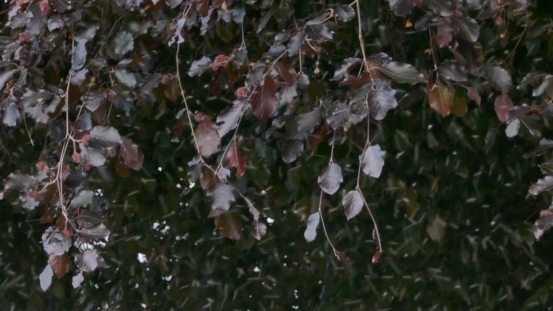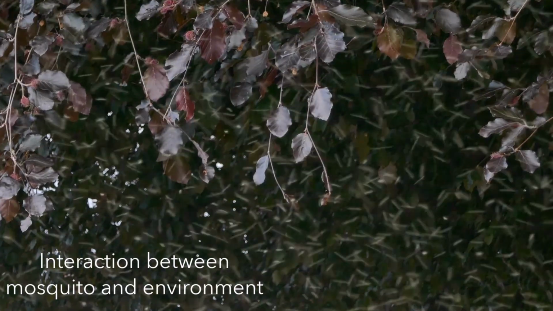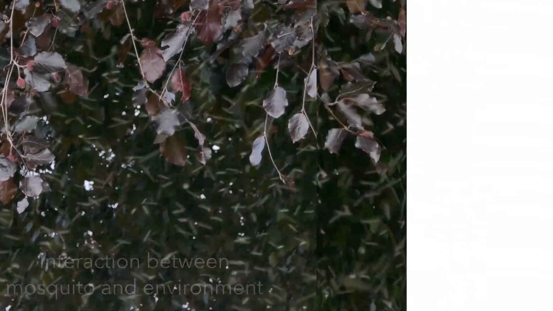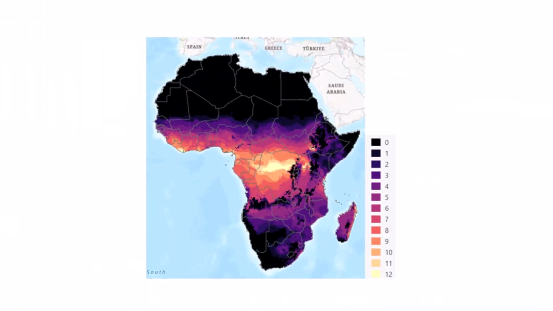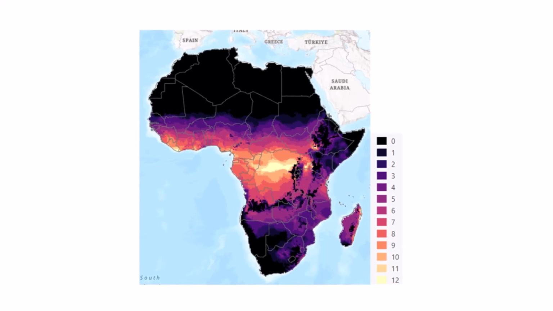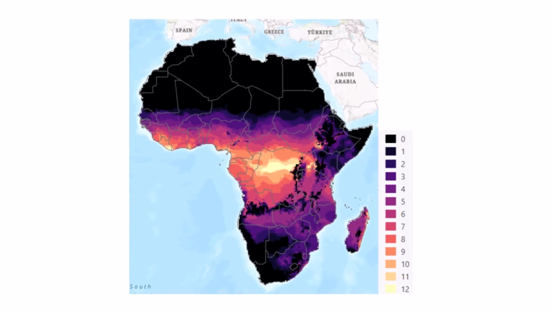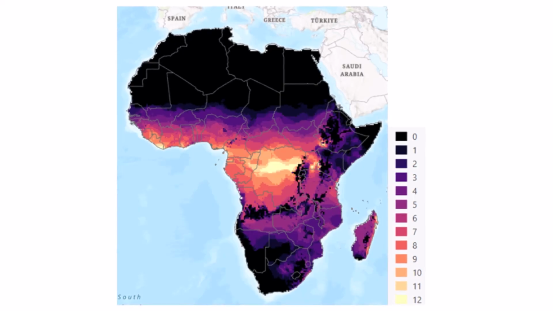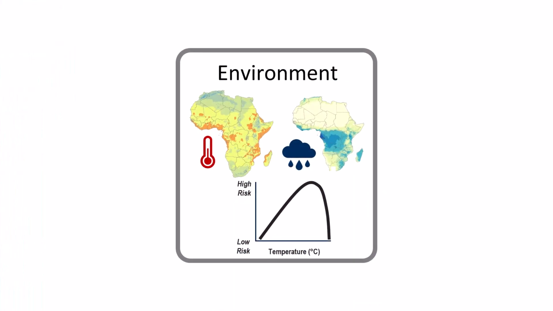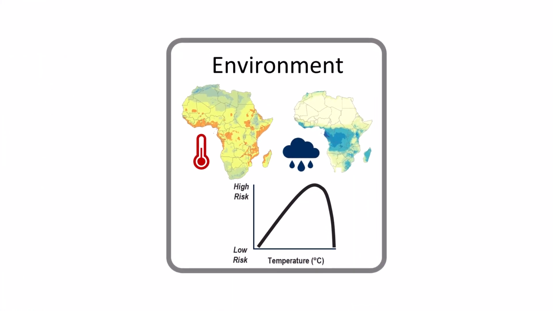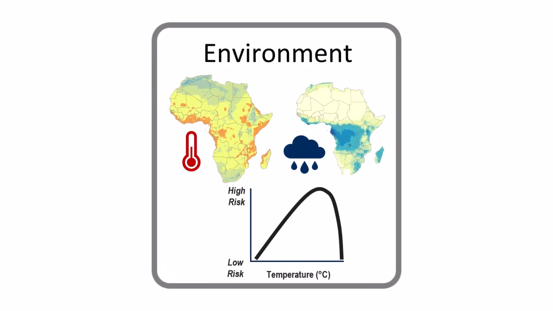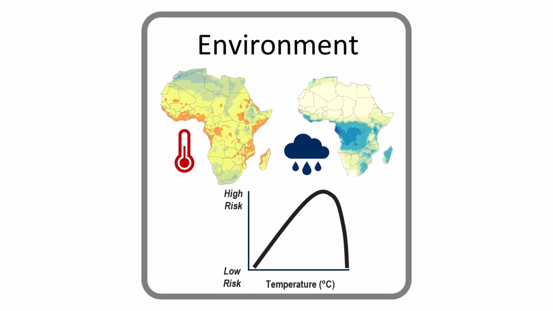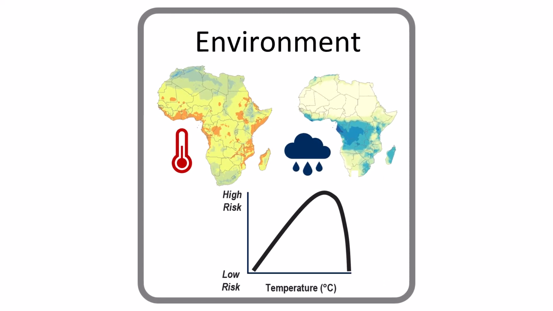Suitability analysis focuses on mosquito population ecology, or the interaction between the mosquito and the environment. In 1999, Craig et al. used suitability analysis to create the first continental scale map of malaria risk by identifying areas with the environmental conditions necessary for disease development and transmission.